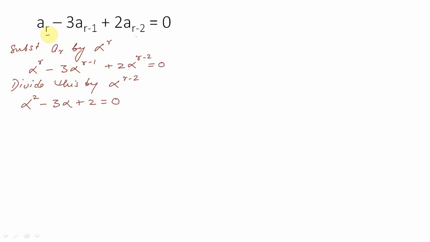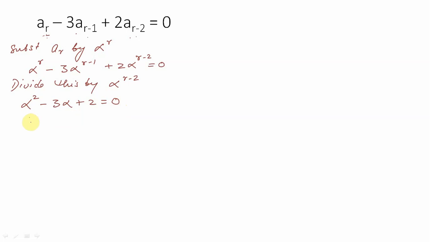This is a recurrence relation of order 2. That means the variable will have a degree 2, and the characteristic equation will be of degree 2. So this will be alpha squared, alpha, and without alpha. So this is the characteristic equation.